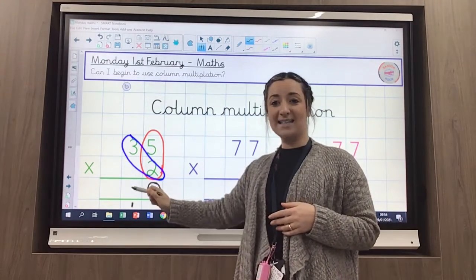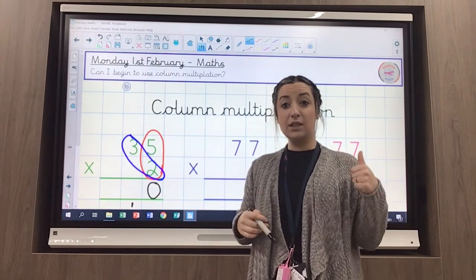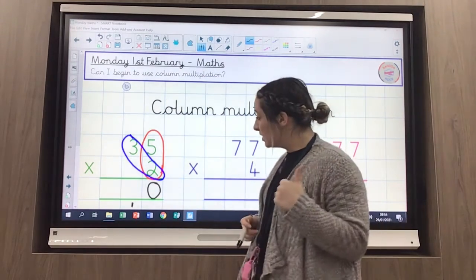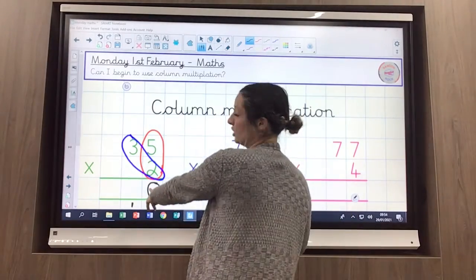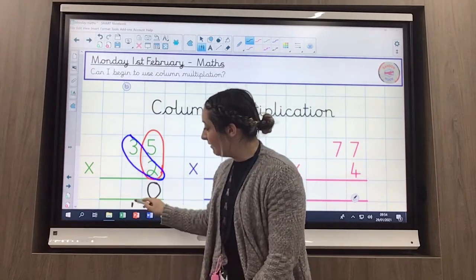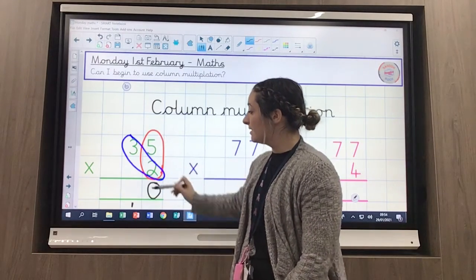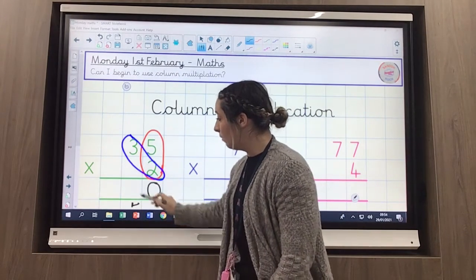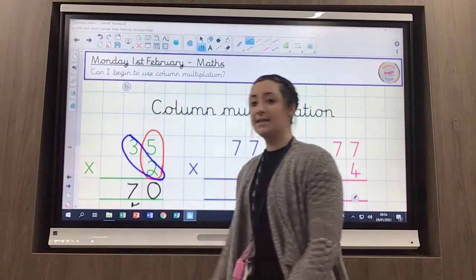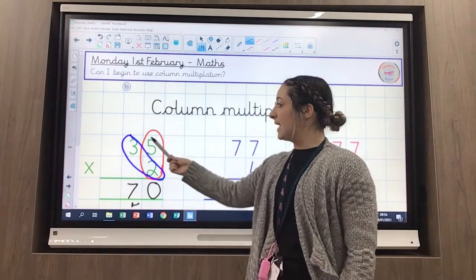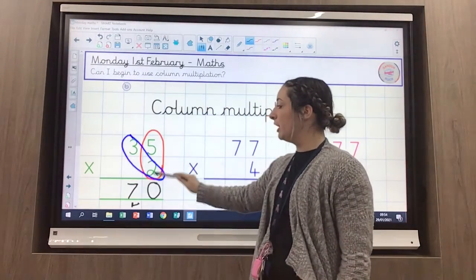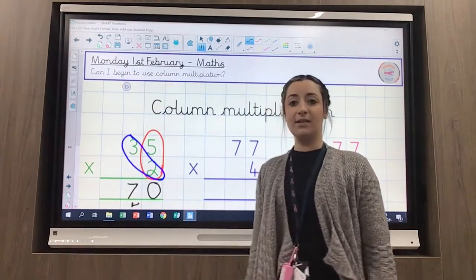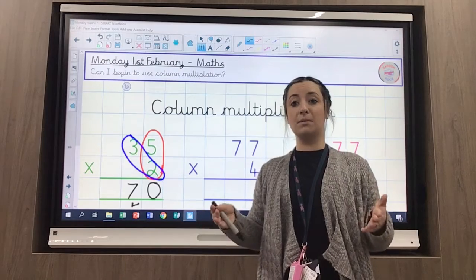Now I'm not going to write 6 in there, am I? Because I did something on my red ring. What did I do? Well, I had a 2-digit number, and I can't put 2 digits in one box. So I had to carry this over. So instead of it being 6, I need to add on that 1 for it to be 70. And the number sentence would be 35 multiplied by 2 equals 70. And that's how we do column multiplication.